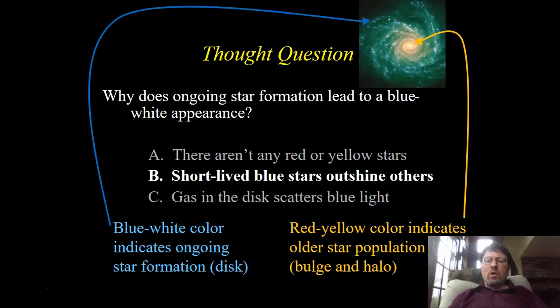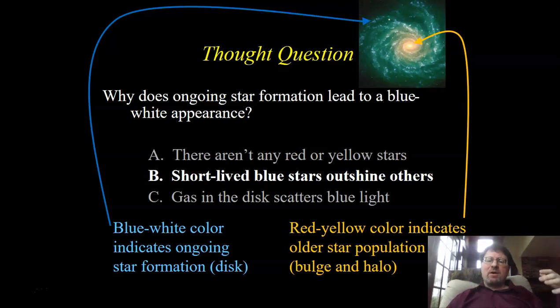And if they're old, that means that enough time has passed that any hot blue main sequence stars will have evolved on to later stages of evolution to become red giants and maybe even to blow up in supernova explosions. Either way, those blue main sequence stars don't remain any longer.